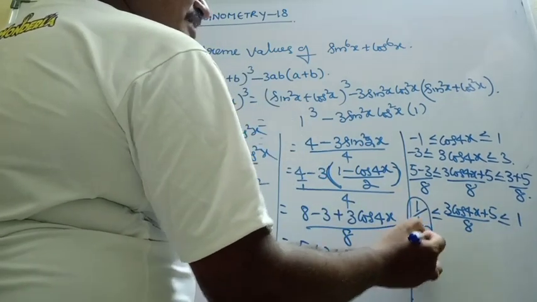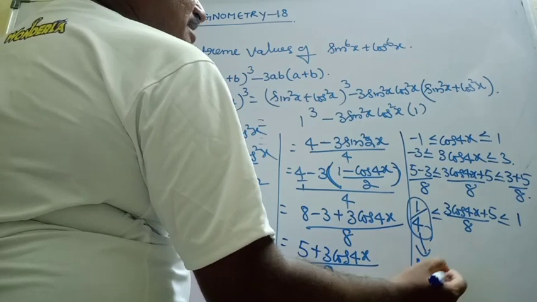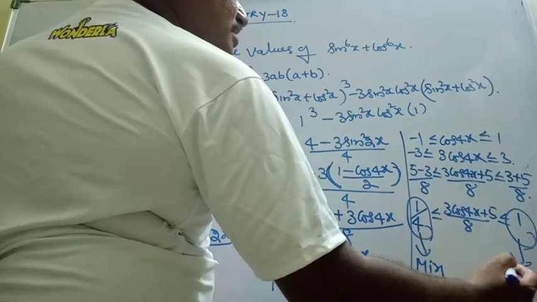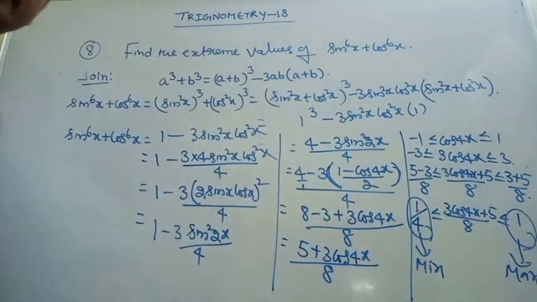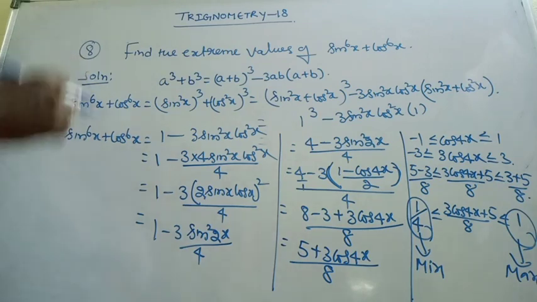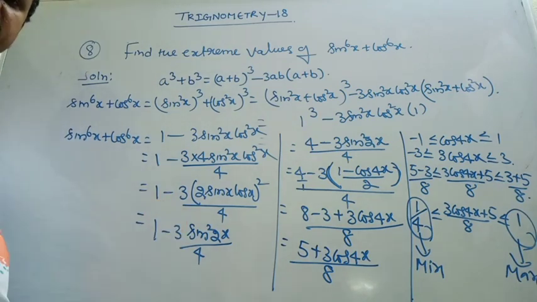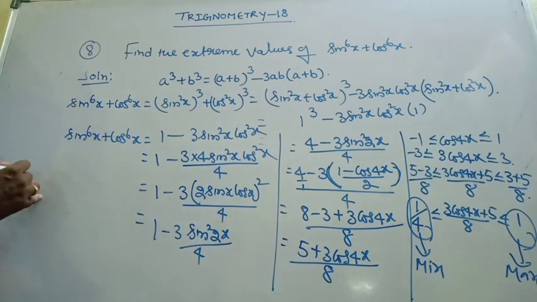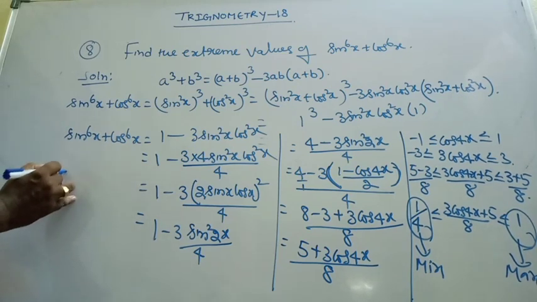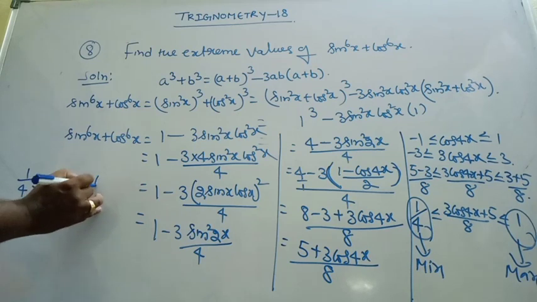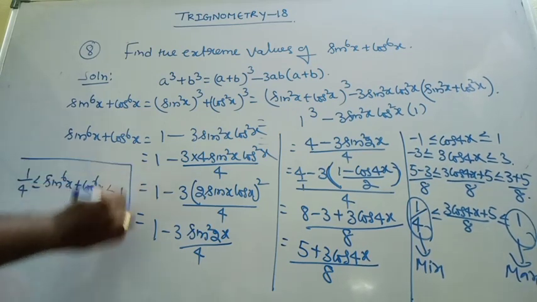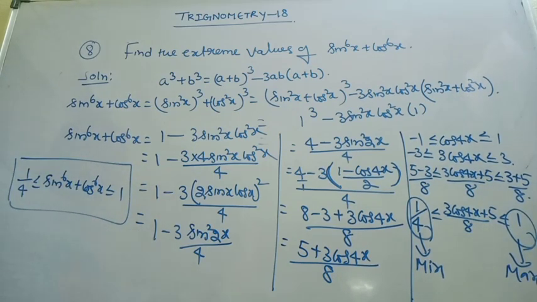That means the extreme values: the minimum value you have got, my dear students, is 1 by 4, and the maximum value is 1. Like this, we can solve this beautiful problem. Therefore, we have got that 1 by 4 is less than or equal to sin⁶x plus cos⁶x, less than or equal to 1. This is the result, and we can use it as a result also.